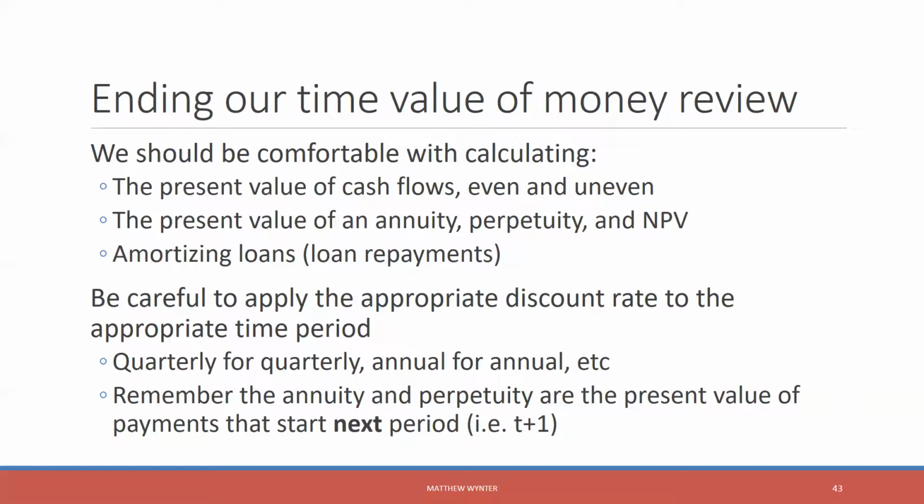Okay. We should also feel very comfortable using the present value of an annuity, a perpetuity, and calculating NPV. We know for our NPV at time 0, we've got our cash flow at time 0 plus the present value of our expected cash flows for the life of the project.